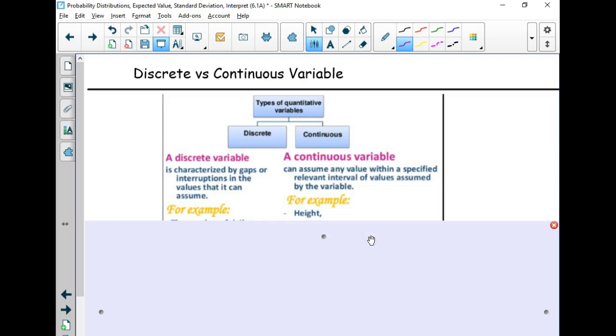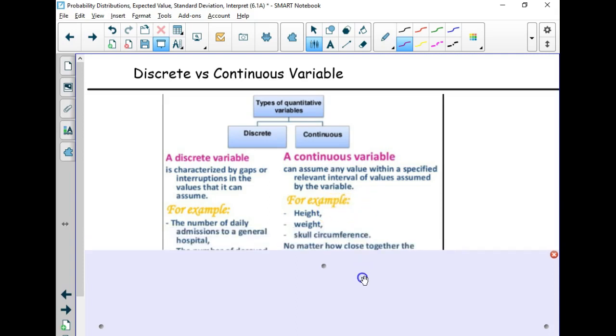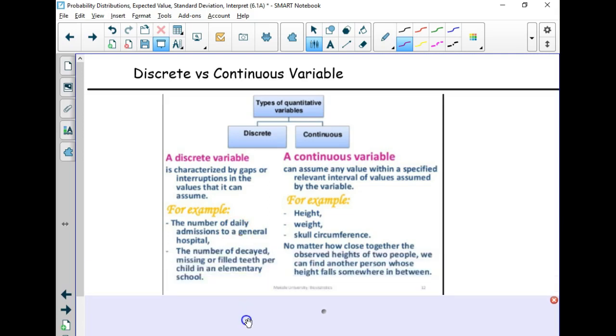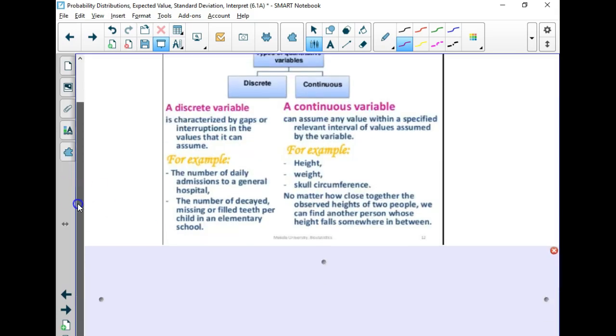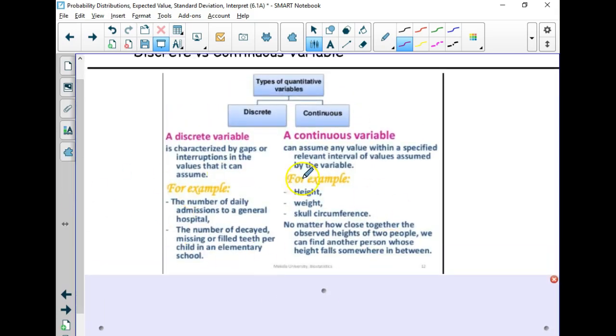Here's some examples. I'm 5'7". My sister's 5'10". I can find lots of people in between even 5'7" and 5'8": 5'7" and a half, 5'7" and 3/16, 5'7" and 25/28, whatever. You get the hint. There's lots of things in between 5'7" and 5'8", or 5'7" and 5'9". Whereas if I talk about going to the hospital, I can only sell 1 admission to a hospital, 2 admissions. I can't sell 2.5. Okay? So you can read more about this if you'd like. You have the cutout, you have this image.